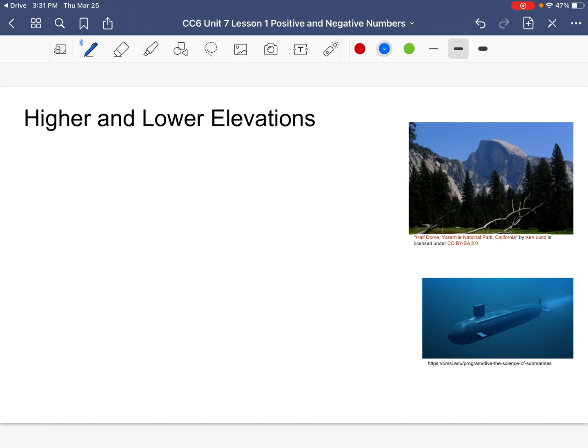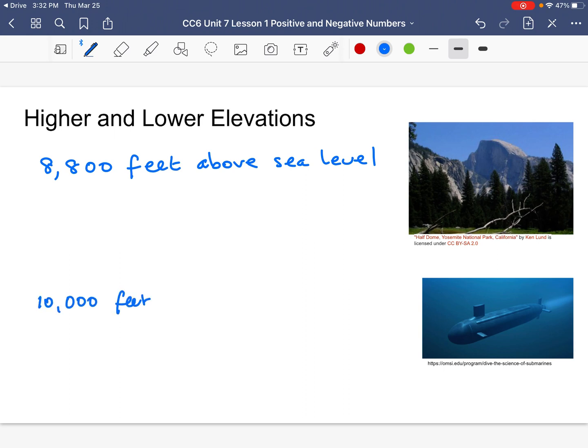And we can have much greater elevations. Here we have a picture of a mountain. It's Half Dome at Yosemite Park, and it rises 8,800 feet above sea level. And in the other picture we have a submarine, and some submarines can go very deep. Research submarines can go thousands of feet, so I'm just going to say this submarine can go 10,000 feet below sea level.